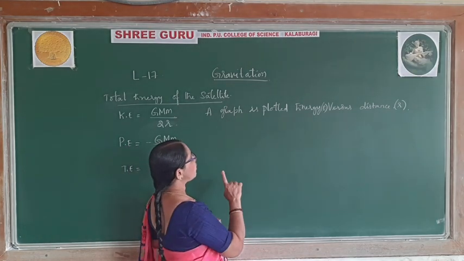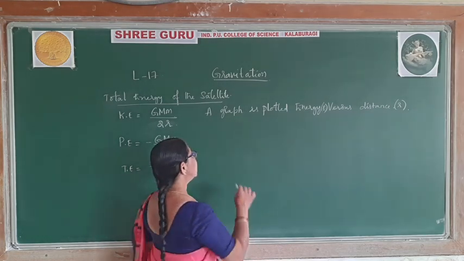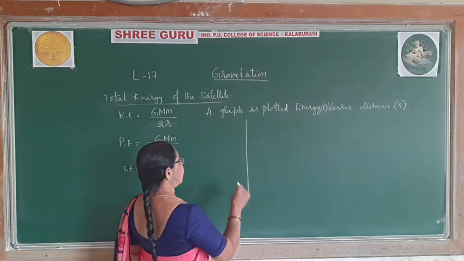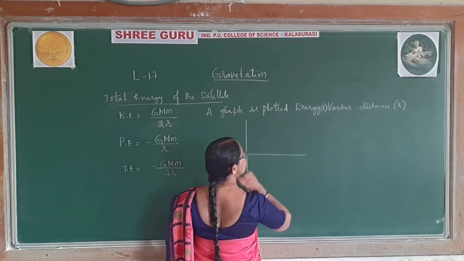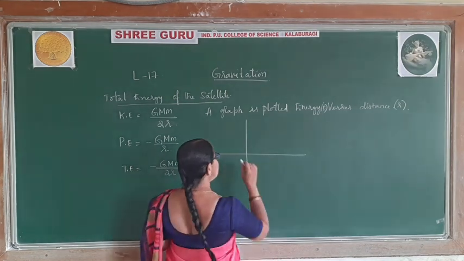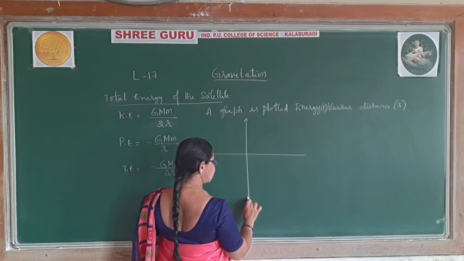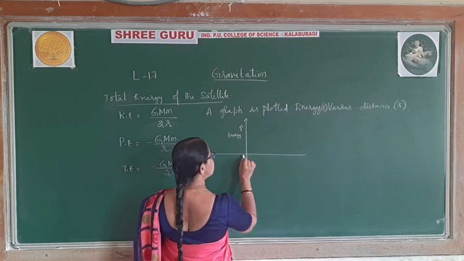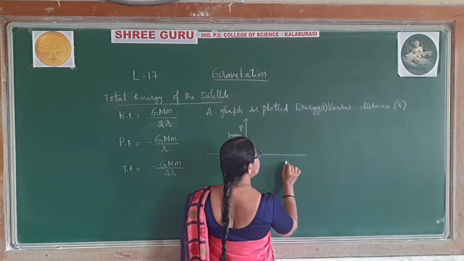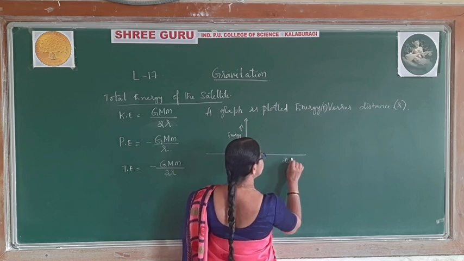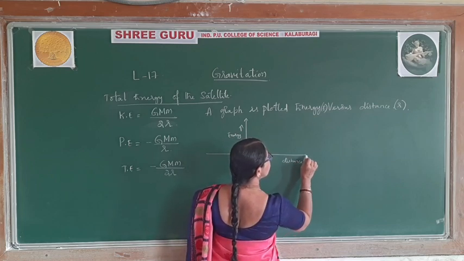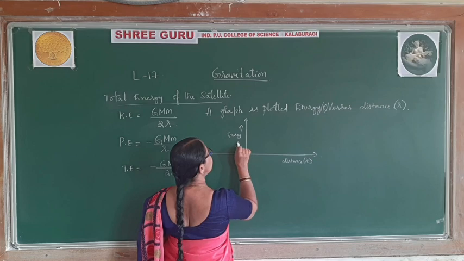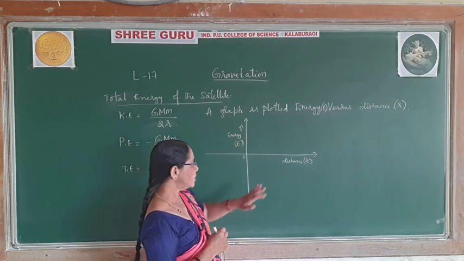So here the graph is plotted energy versus distance. When you draw the graph you always draw one vertical line which represents the y axis, and this represents the x axis. But remember I represent this y axis as energy. This itself is the origin, and the x axis represents distance, represented by r. So this energy is represented by symbol E, and distance is r.